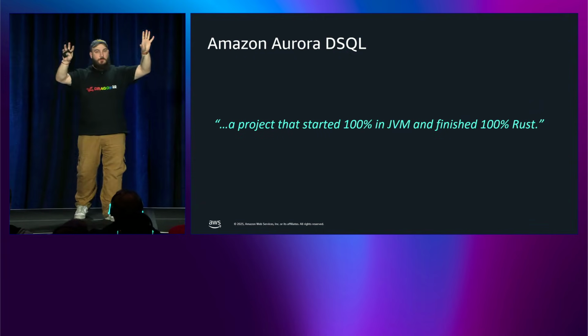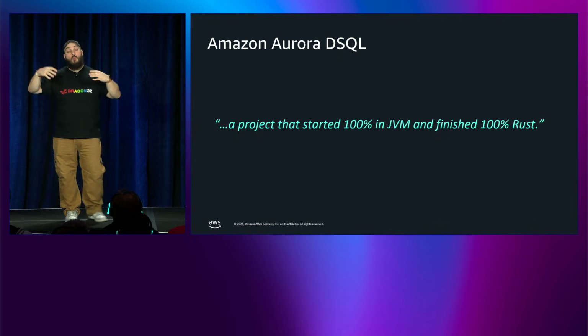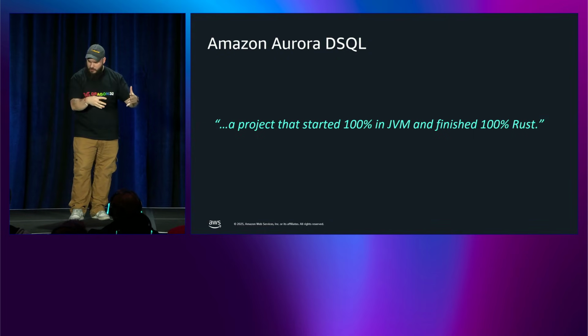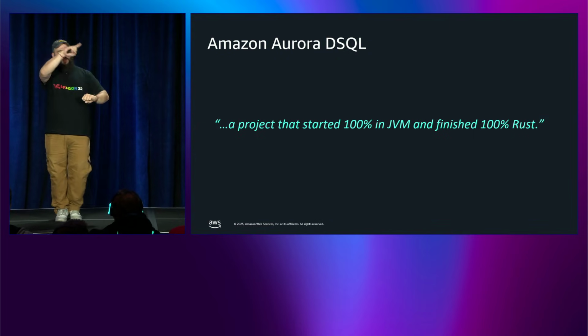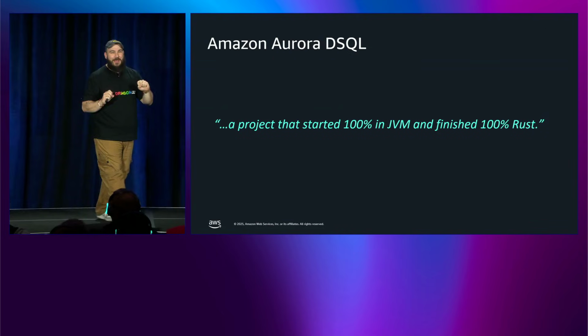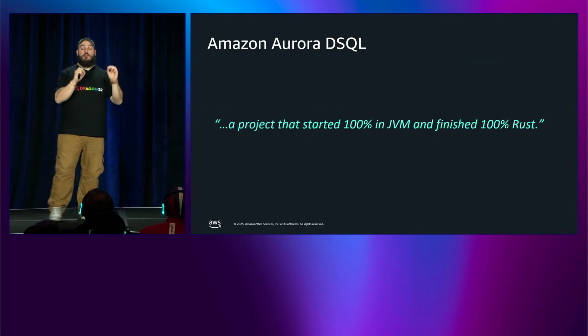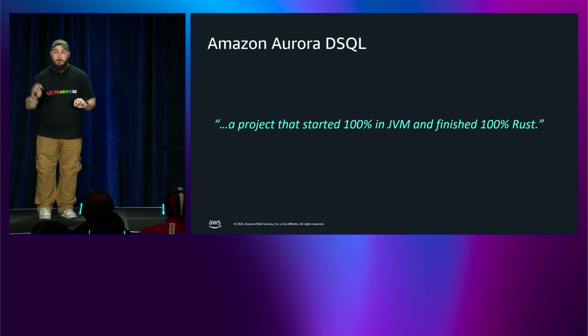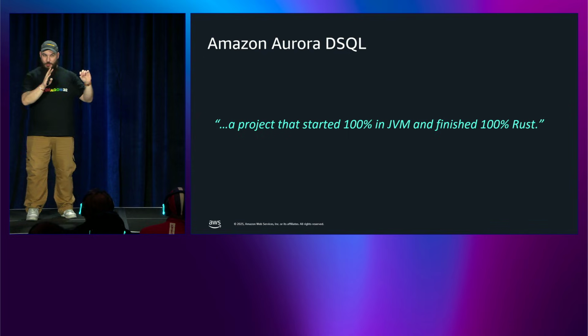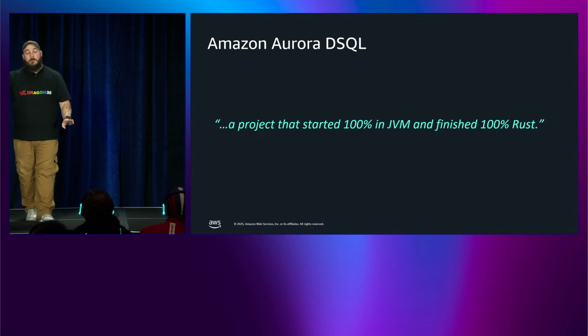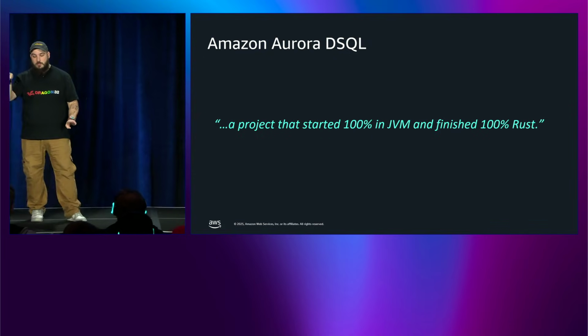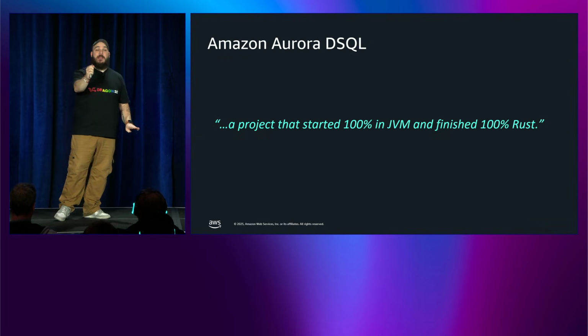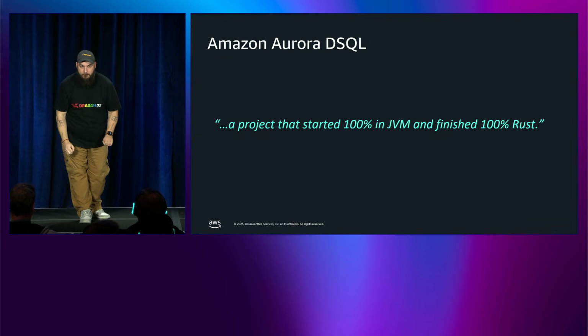DSQL has multiple different elements of a cluster. One of them is called an adjudicator. Yes. Adjudicator, that's the word. And they implemented the adjudicator purely in Rust. Kotlin developers, not Rust developers, decided to implement an adjudicator in Rust. It was 10 times faster.